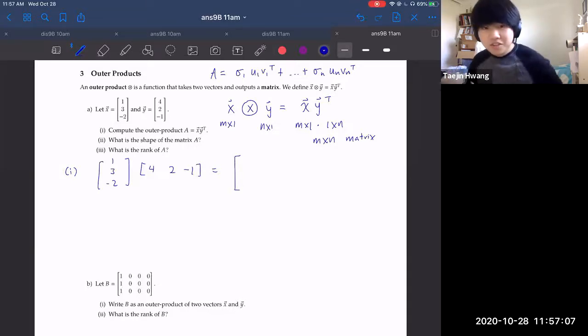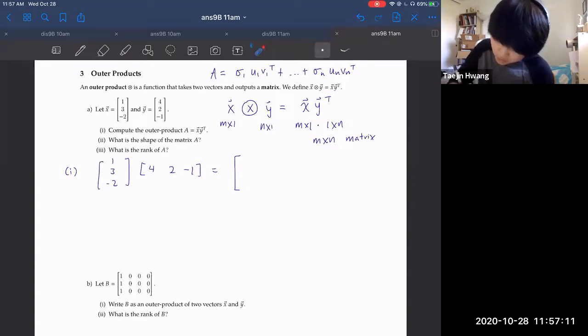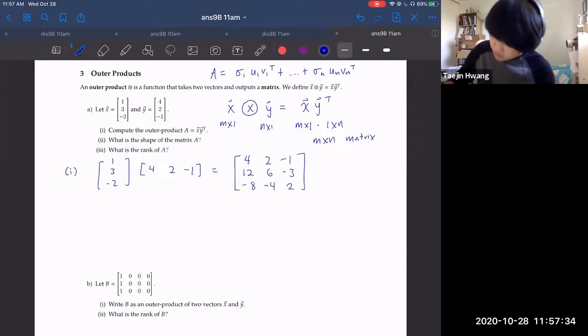What we're going to end up with is 1 times 4, 1 times 4, 1 times minus 2, or sorry, 1 times positive 2, and then 1 times minus 1. And then we can just keep doing the same thing. So this will be the outer product of x and y.